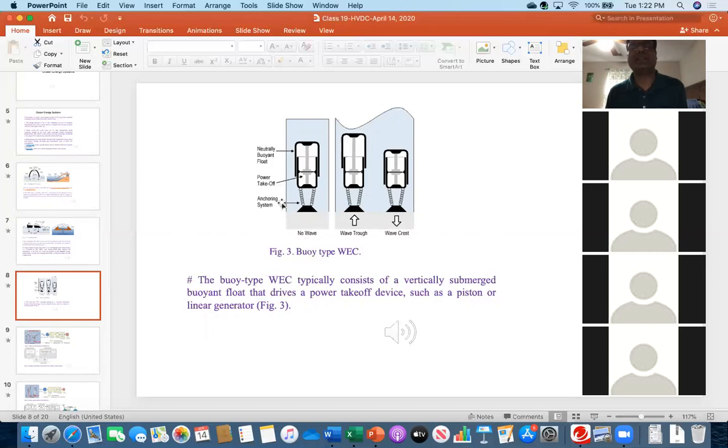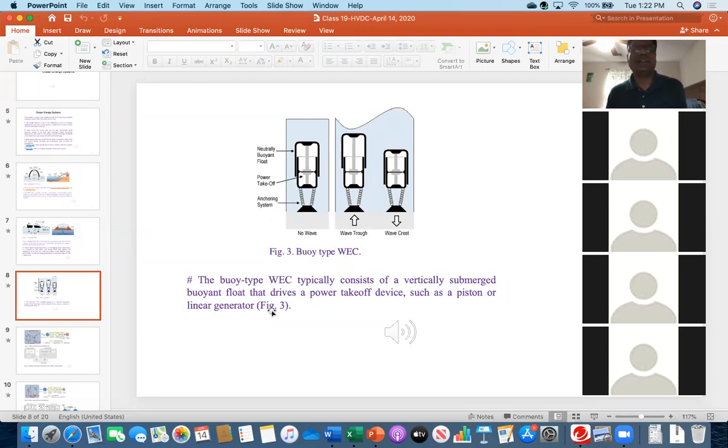So for example, in this case, there is no wave, and then on the right side you see, in this case, the wave crest, when the wave is at its peak. So there is the piston, and then the piston goes down. In this case, the wave trough. So when it is at the minimum point of the wave, then that piston goes up. So in that way it is going up and down, and it is the floating type. That's why it is called the buoy type.